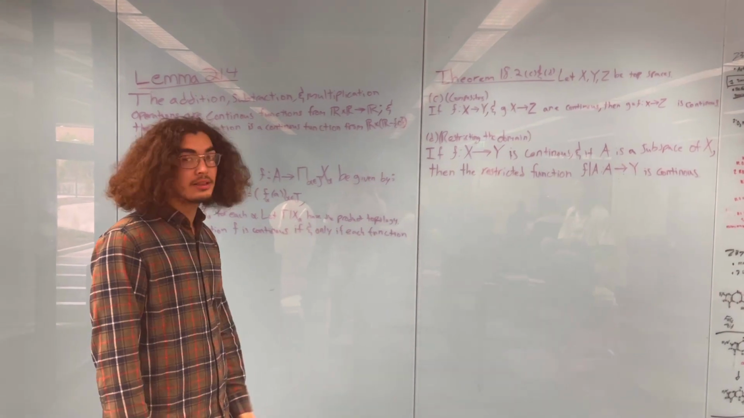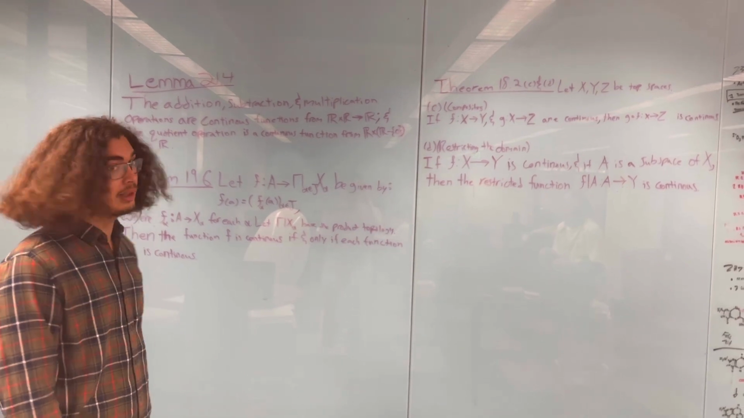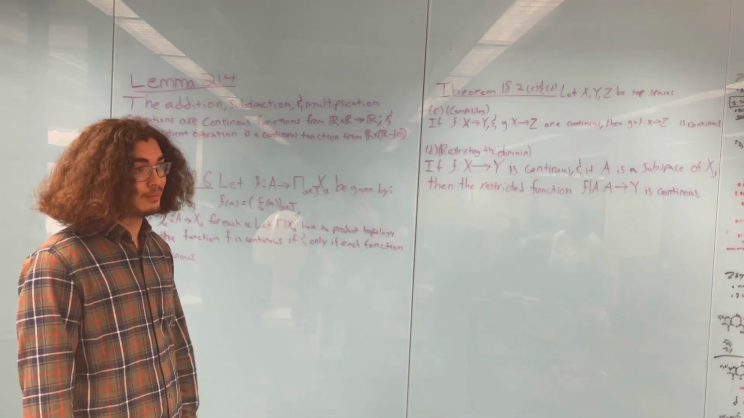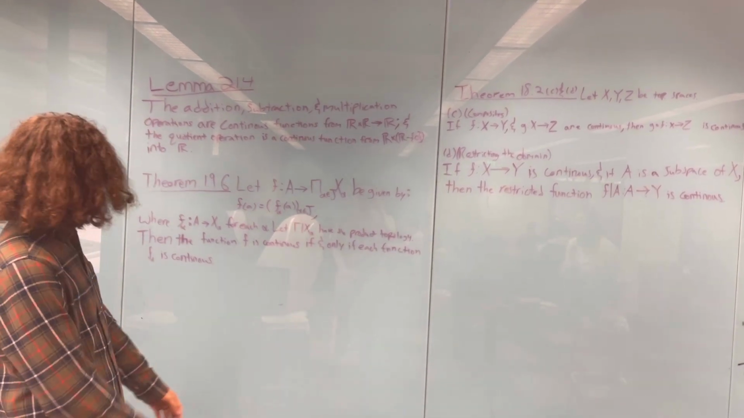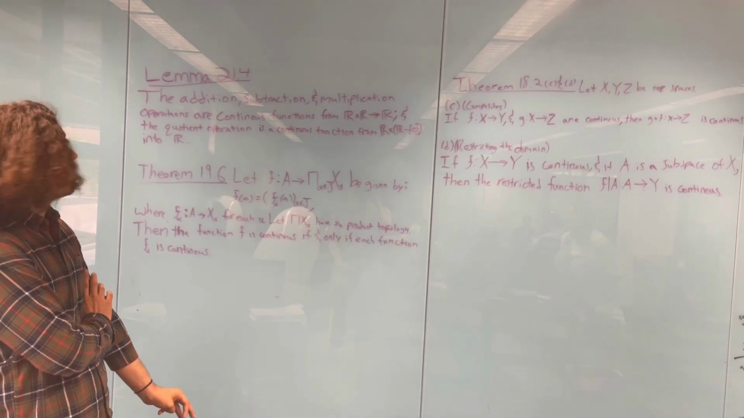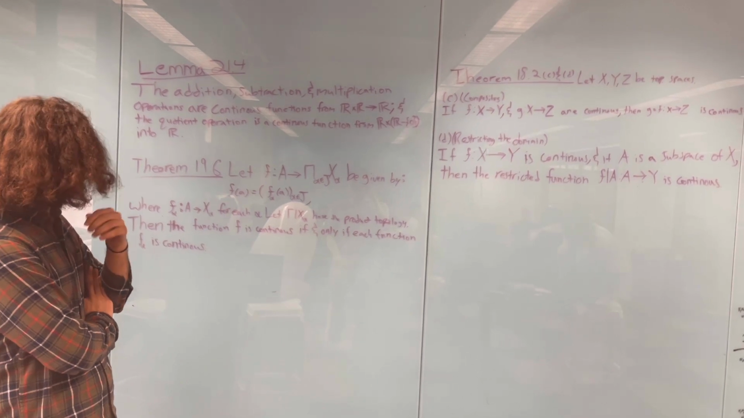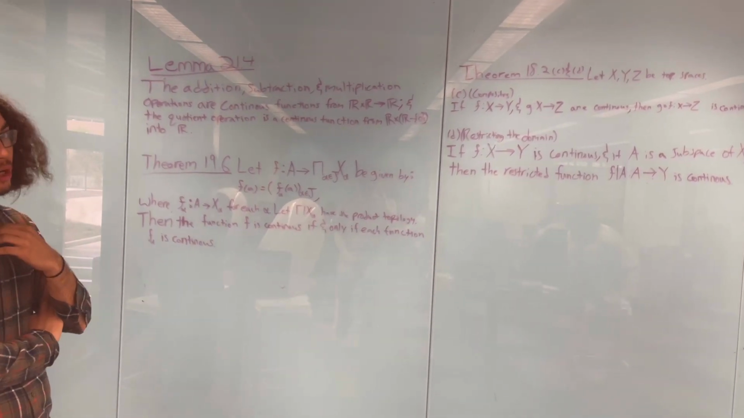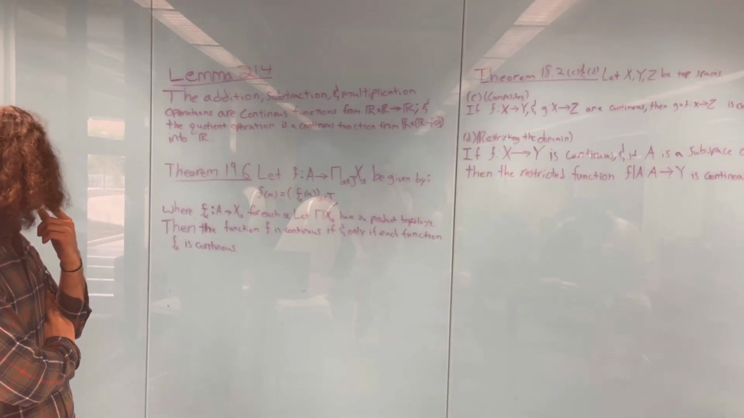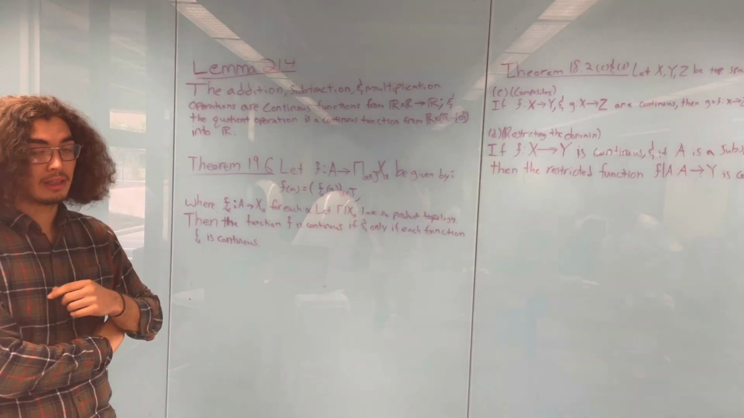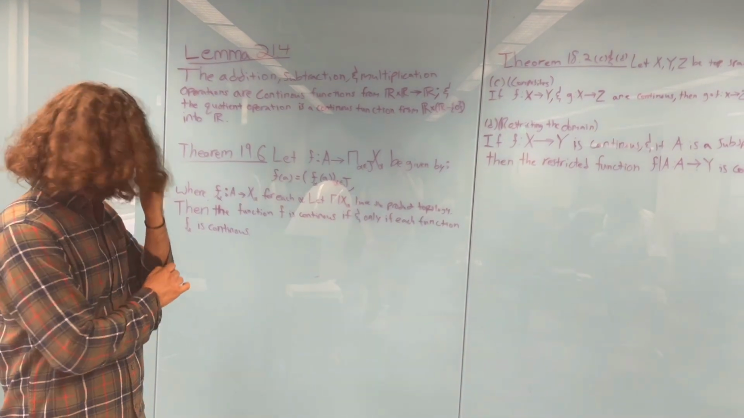All right, so before we get to solving any of our important problems, we need to consider some really fundamental theorems and lemmas that'll make our lives much easier when considering these problems. So we have two theorems and one lemma here. Lemma 21.4: the addition, subtraction, and multiplication operations are continuous functions from R cross R to R. And the quotient operation is a continuous function from R cross R minus 0 into R. This lemma follows pretty simply from the epsilon-delta argument that you've probably seen in analysis. In that sense, it's very trivial, that's why it's only a lemma.